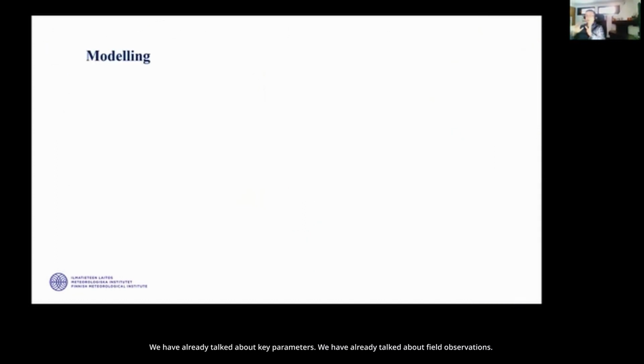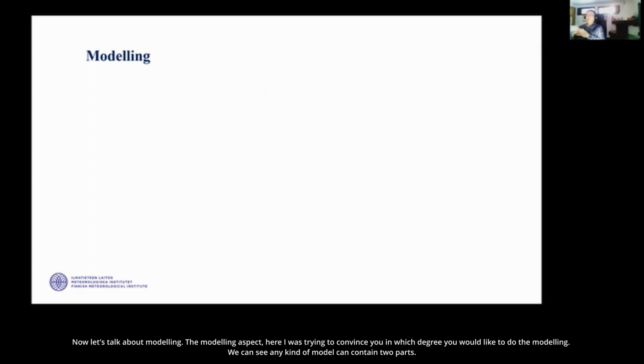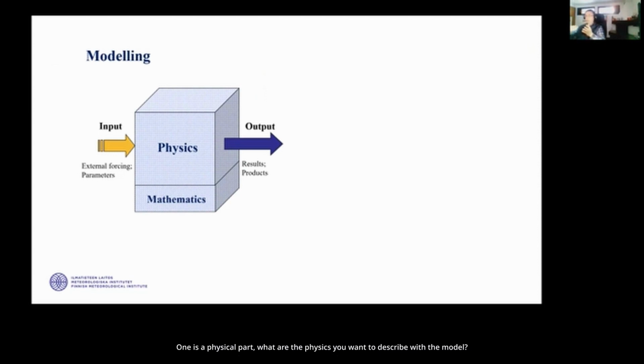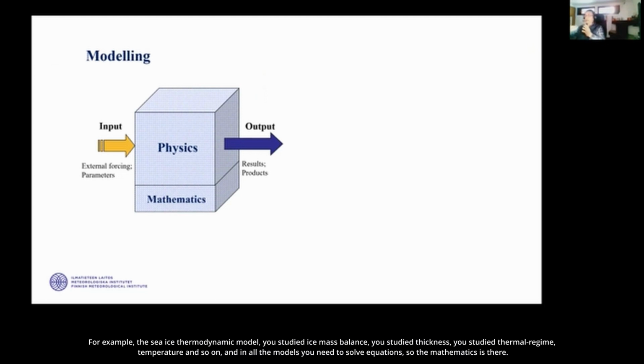Okay, so we have already talked about key parameters. We have already talked about field observations. And now let's talk about modeling. For the modeling aspect, I was trying to convince you to what degree you would like to do the modeling. Basically, any kind of model can contain two parts. One is the physical part: what are the physics you really want to describe with the model? For instance, a sea ice thermodynamic model, where you study ice mass balance, the thickness, the thermal regime, temperature, and so on.